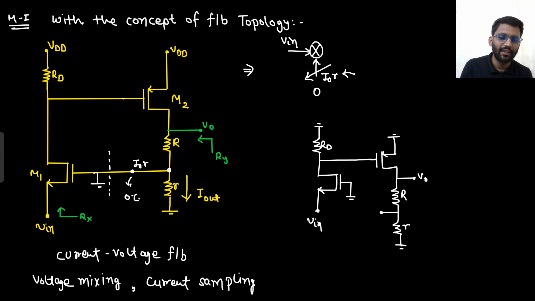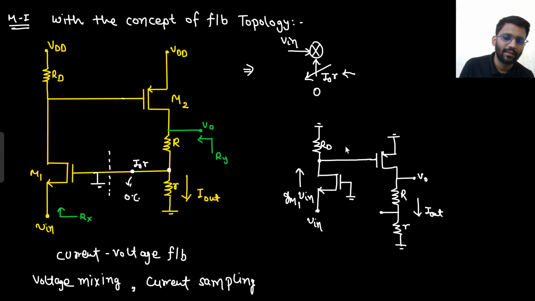But what we are interested in is I out by V in. So what will be your I out by V in? Tell me. This is the V in voltage. So what will be the current here? That would be GM1 V in. The current is GM1 V in.